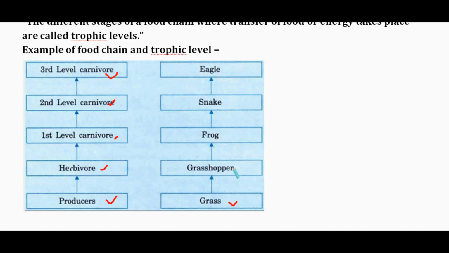The example is grass, which is eaten by grasshopper. Grasshopper is eaten by frog. Frog is eaten by snake, and snake is eaten by eagle. So these are the important questions of 4 marks. You have to practice them.